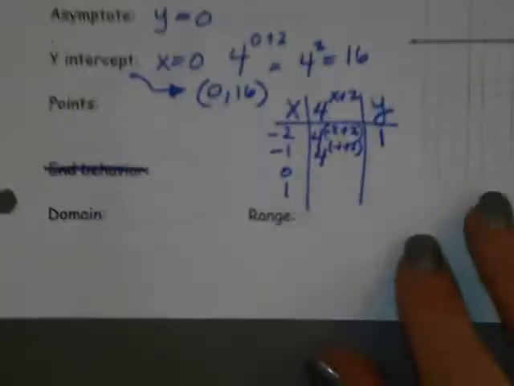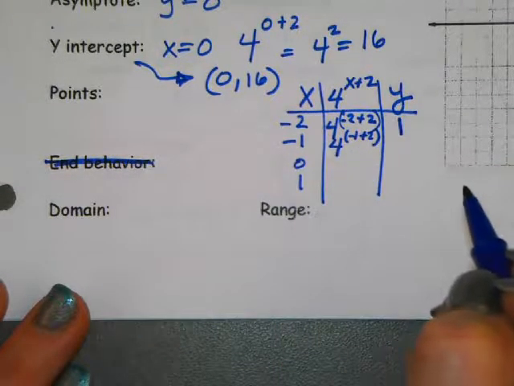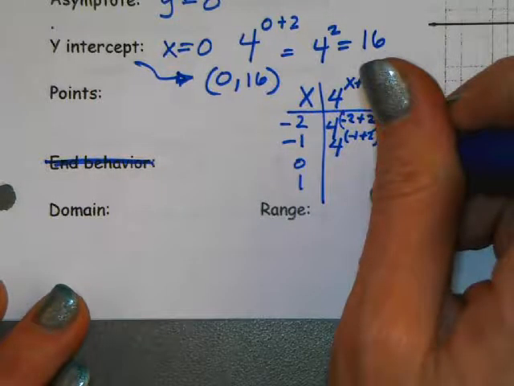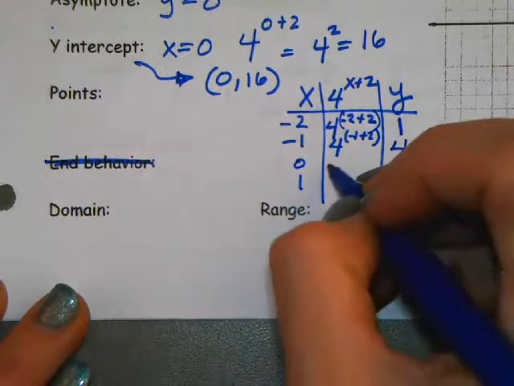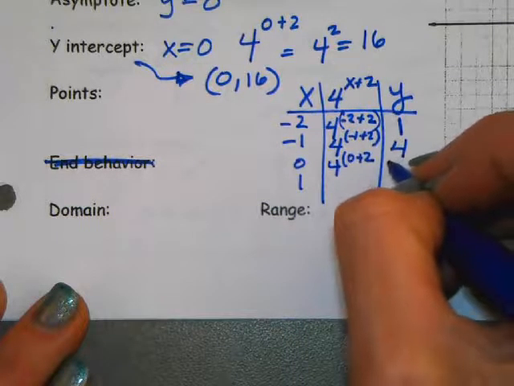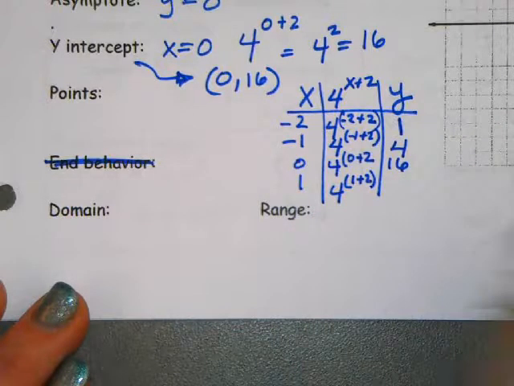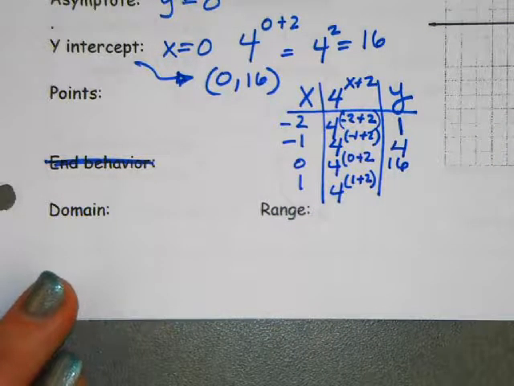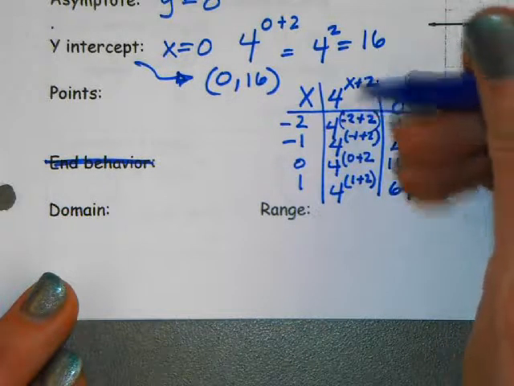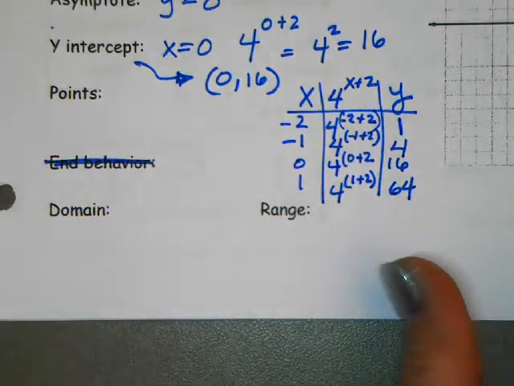Okay. So what is -1 plus 2? 1. 4 to the 1 power is what? 4. If I do 4 and I have 0 plus 2, so that's 4 squared, what does that equal? 16. And then I have 4, 1 plus 2, so that's 4 to the 3rd power, and what does that equal? 64. So are you seeing how I'm plugging in the values of x to where x is? Okay. Alright, so now I have some points I can plot.